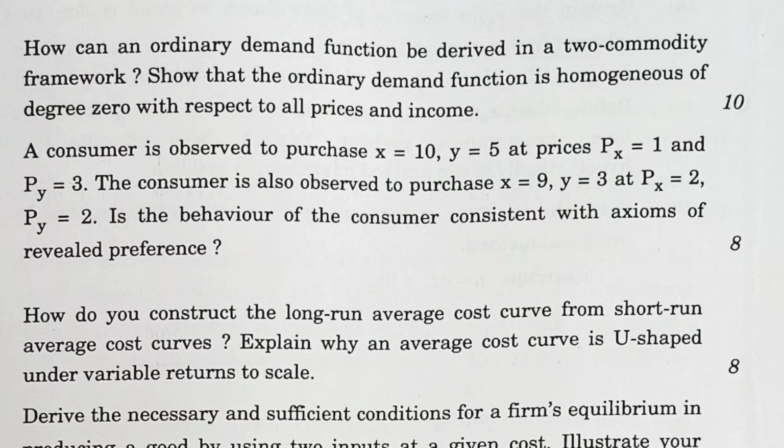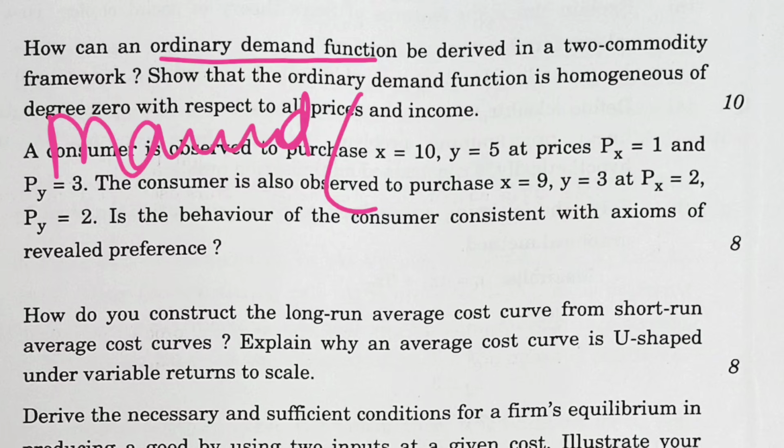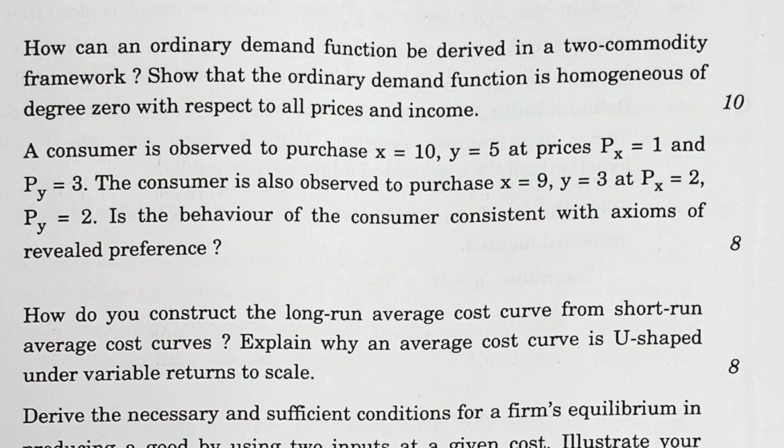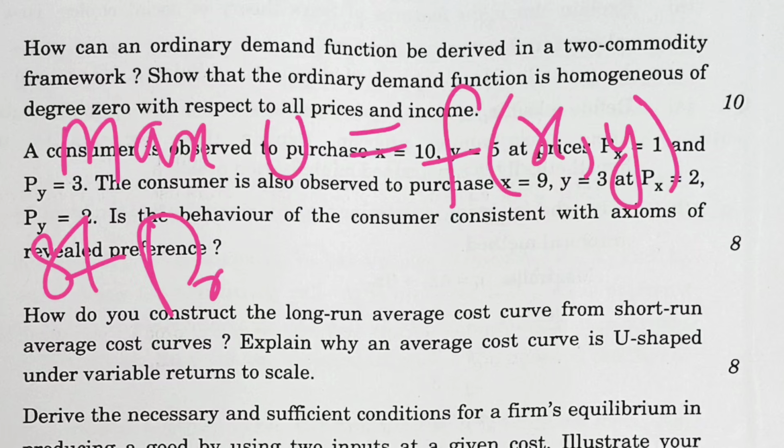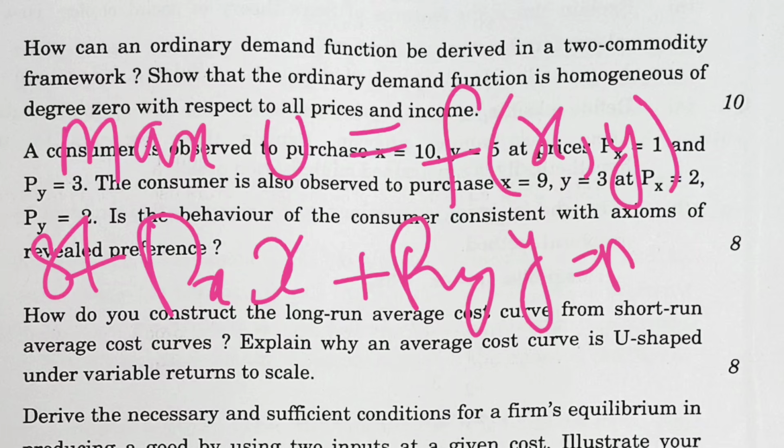So what is meant by ordinary demand function? We call it the Marshallian demand function. It is where the demand of a good is a function of income and prices. We can construct it as a problem of maximization. That means the consumer wants to maximize the utility from consumption of two goods, let us say x and y, subject to the constraint that is facing, that is the budget constraint: price of good x times units of good x plus price of good y times units of good y should be equal to the income of the consumer.